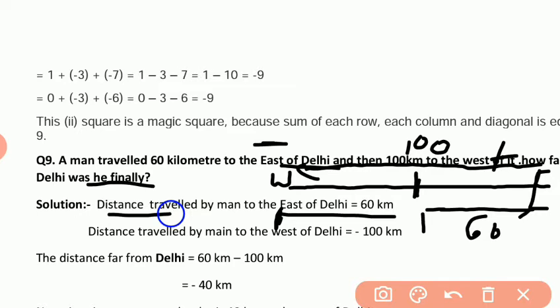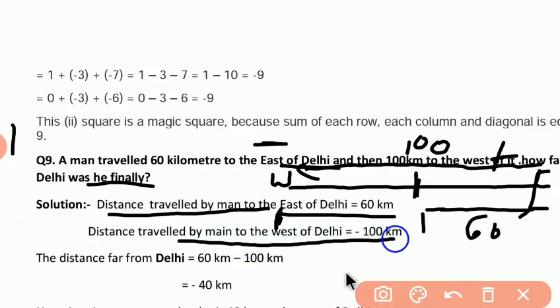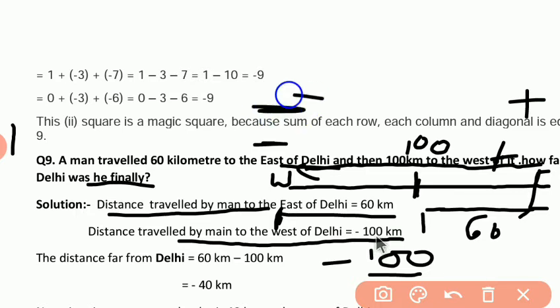So the distance traveled by the man to the east of Delhi is given as 60 km, which is in the positive direction. If we have taken east as the positive direction, then west will be the negative direction. So the distance traveled by the man to the west of Delhi will be minus 100 km, because we have taken east as positive, so west we have to take in the negative direction. So we have taken it as minus 100 km because west is the opposite of east.